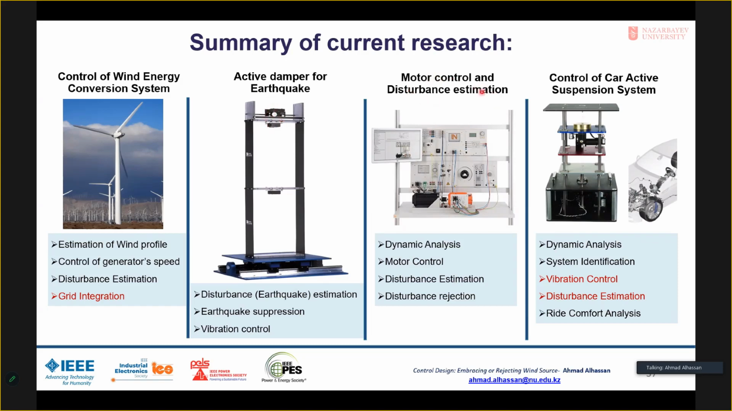Also, we have motor control and disturbance estimation. Here we see how we can estimate the disturbances and how we can reject them. And there is a control based on an active suspension system for the car. This one is on vibration control and also on analysis of the ride comfort for the human while we are moving in the car.